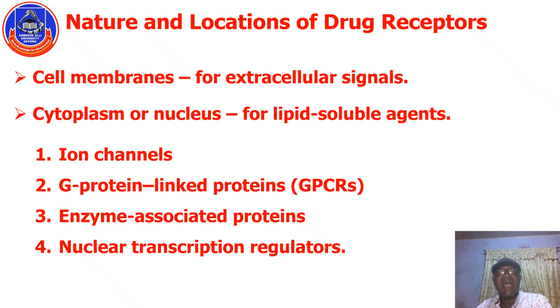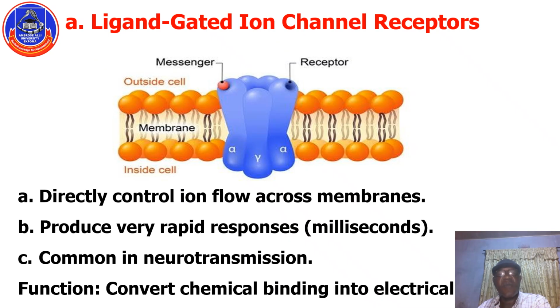They may exist as ion channels, G protein-linked proteins, enzyme-associated proteins, and nuclear transcription regulators. Now let's look at these in terms of functionalities, starting with ligand-gated ion channel receptors. You are familiar with the picture that is displayed on the screen.